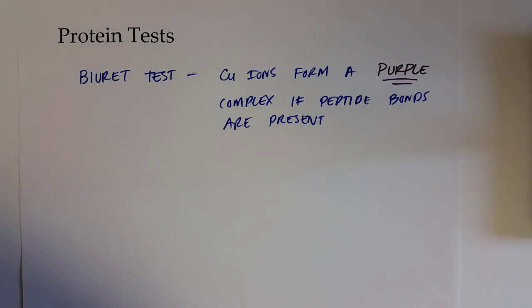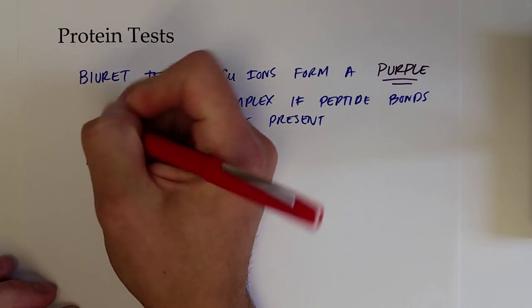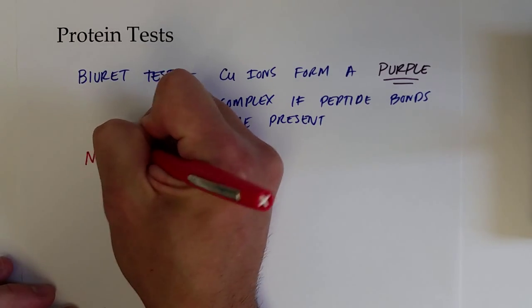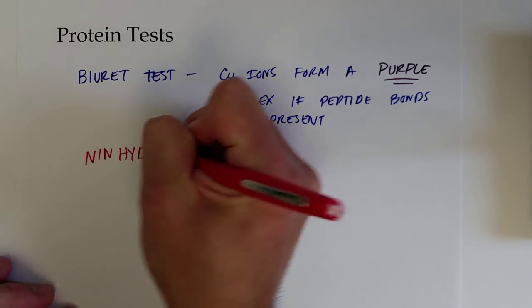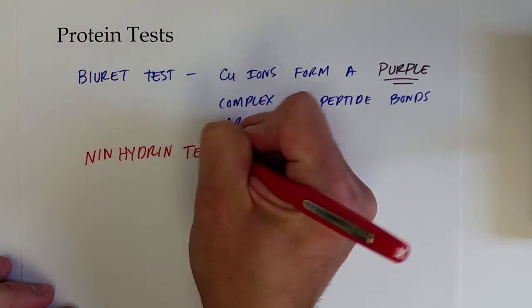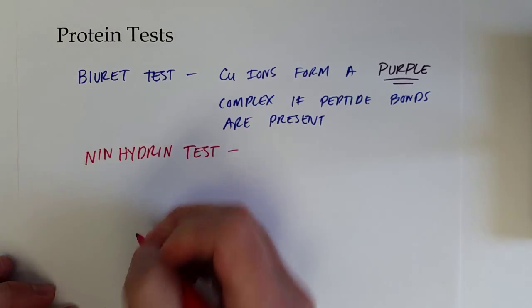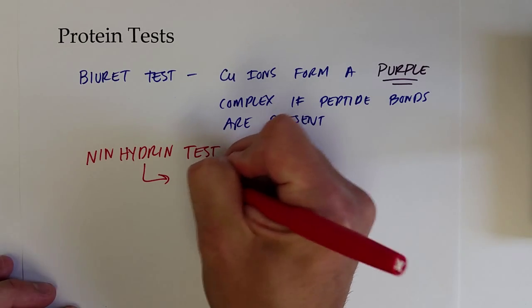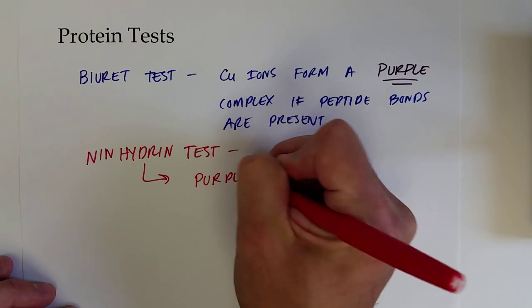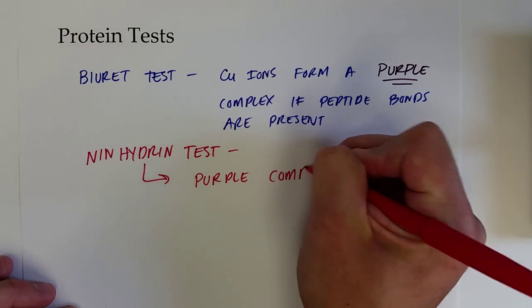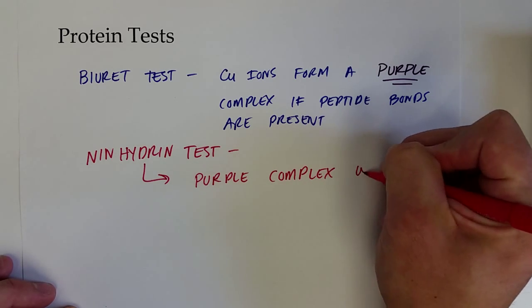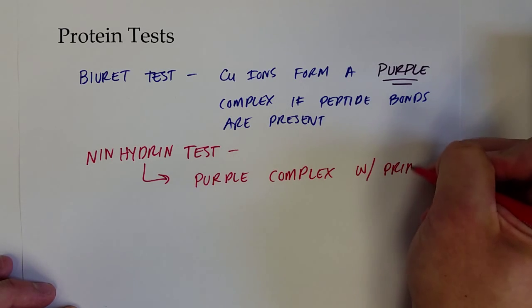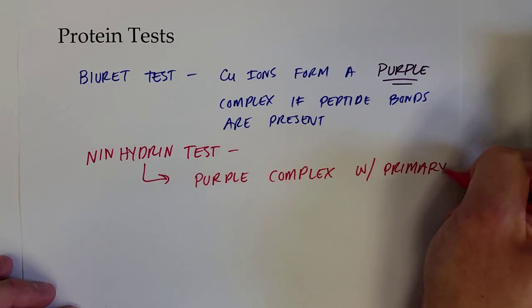If you want to just find out if there are amino acids present and not peptides or proteins, one test you can do is the ninhydrin test. The ninhydrin molecule forms a purple complex, another purple complex, but by a different mechanism, with primary amines, which of course all amino acids contain.